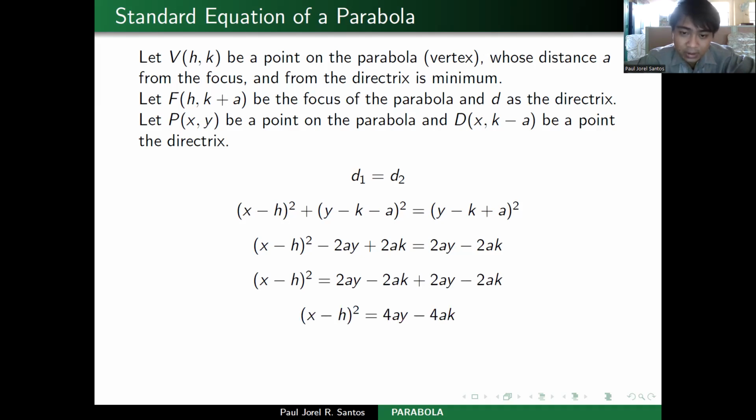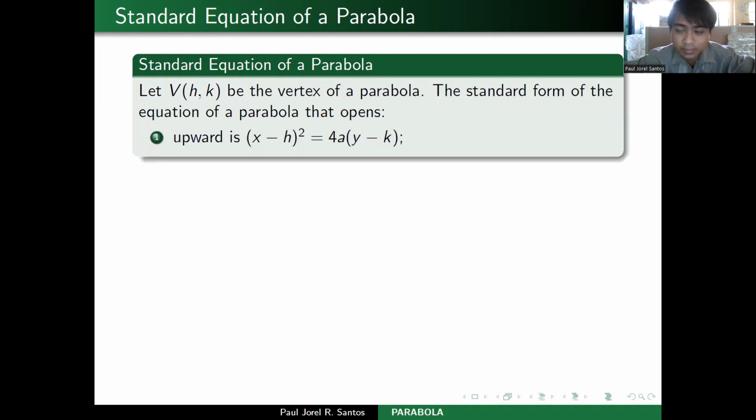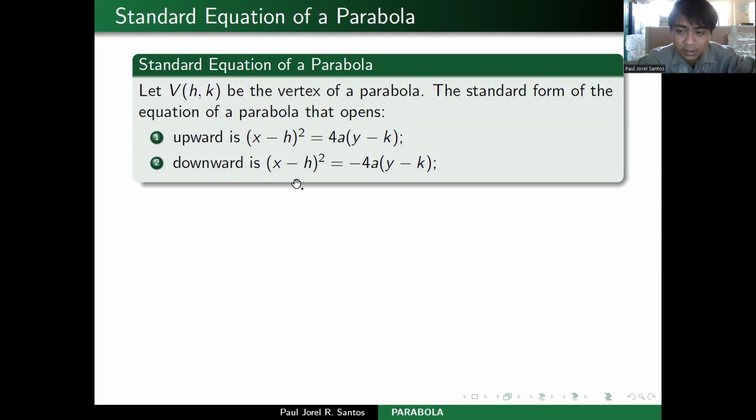And then factoring out 4a will give us this equation, the standard equation of a parabola that opens upward with vertex at h, k. Now, let V with the coordinate h, k be the vertex of a parabola. The standard form of the equation of a parabola that opens upward is this one. For downward, we have this. Take note that the only difference between the first and the second equation is the sign of 4a. For the parabola that opens upward, we have positive 4a, while for the downward, we have negative 4a.